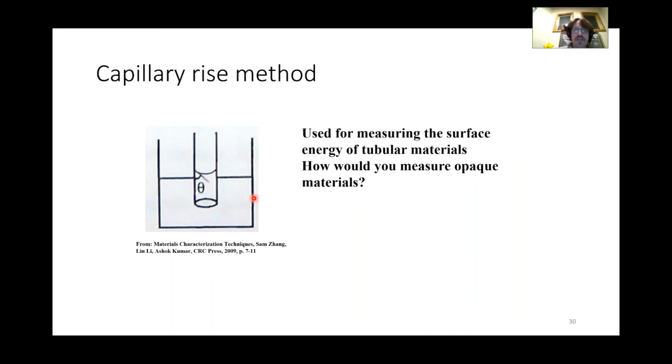Capillary rise method. This is cool because it's used for measuring the surface energy of tubular materials. I always try to make this one interactive: how would you measure opaque materials? It would be kind of hard, but you could maybe use thermal imaging or an X-ray imaging system, or anything that could penetrate the tube. Even with real thin tubes, you could maybe use ultraviolet imaging. But anyway, capillary rise is used for measuring the surface energy of tubular materials.